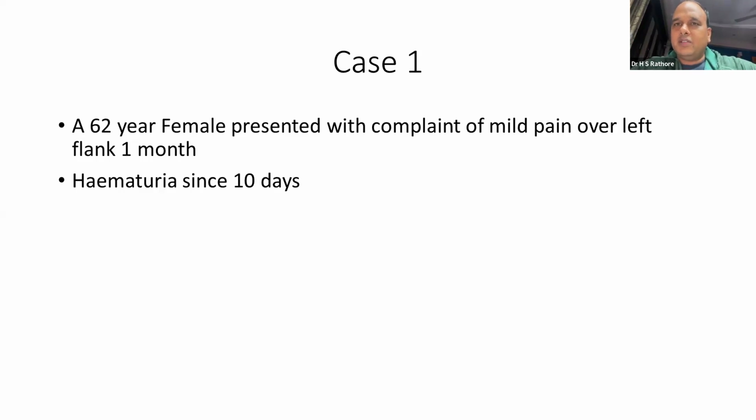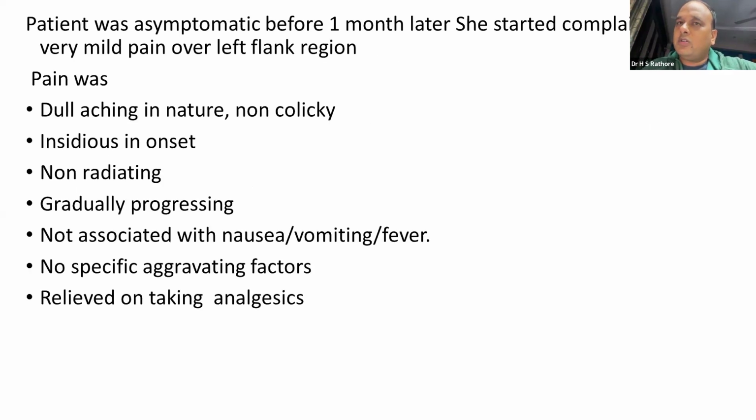Sir, she is a 62-year-old female presented with chief complaint of mild pain over left flank since 1 month, hematuria since 10 days. Patient was asymptomatic before 1 month. Later, she started complaining of very mild pain over left flank region. Pain was dull aching in nature, non-colicky, insidious in onset, non-radiating, gradually progressive, not associated with nausea, vomiting, or fever, no specific aggravating factor, relieved on taking analgesics.